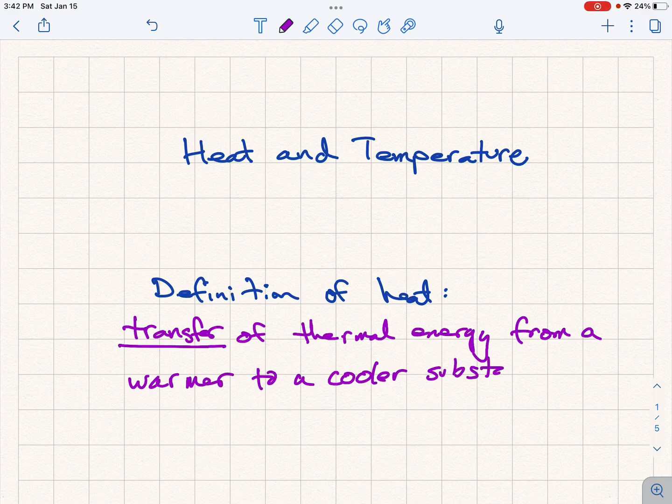So you put two things together. One is warmer, one is colder. The warmer object will transfer heat in the form of thermal energy to the cooler object.